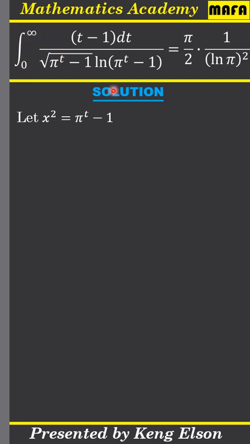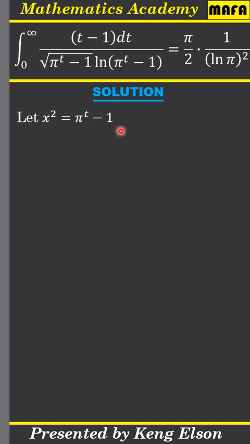Now in the second method, I try to get rid of rather the ln of pi^t minus 1 where I did a substitution. I cannot deal with these three functions at the same time, so I'll try to get rid of one of the functions, then I work with the other two functions. So I'll let x squared be equal to pi to the power t minus 1.